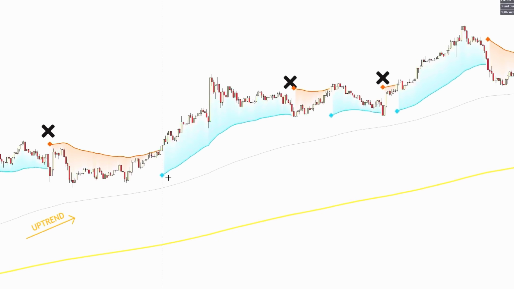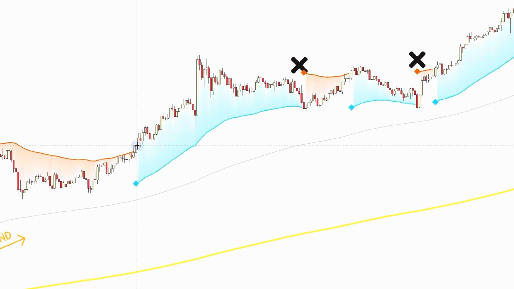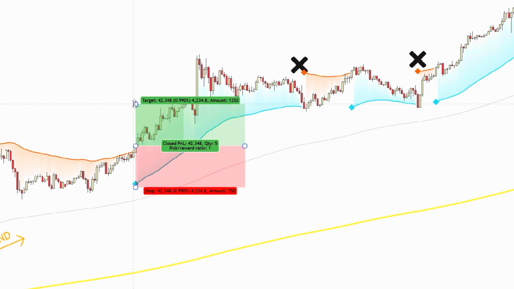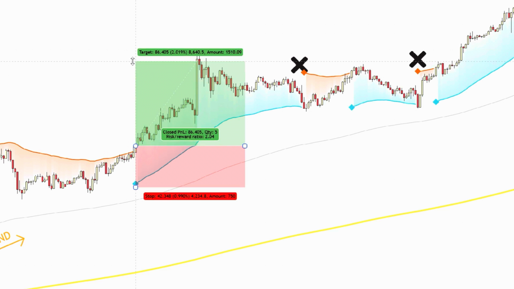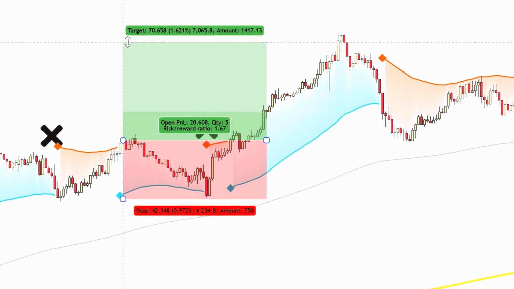And then when the real one comes, the buy signal that actually agrees with the uptrend, that's the one you act on. Entry, stop loss, and target. And this one closes out around a 1 to 2 risk to reward ratio. Clean trade, structure did what it was supposed to do.